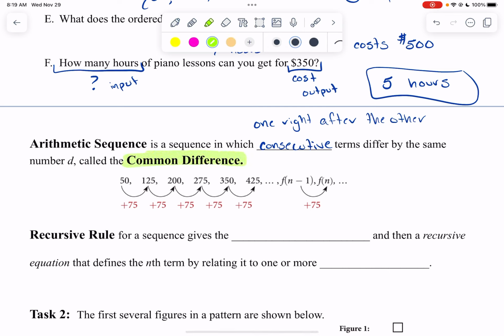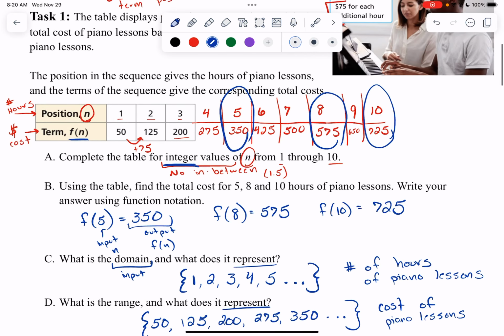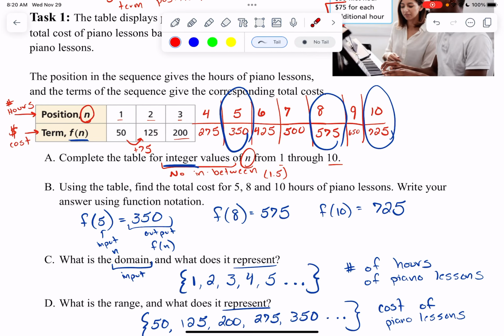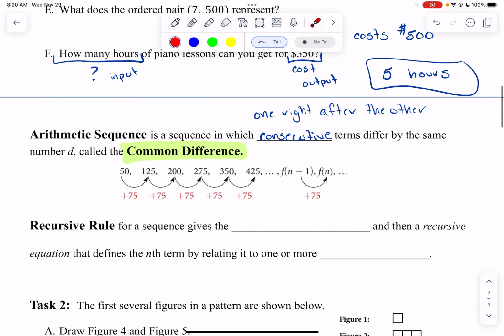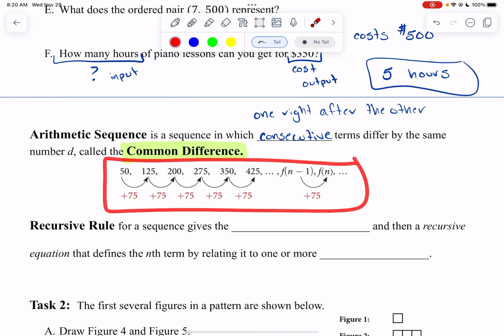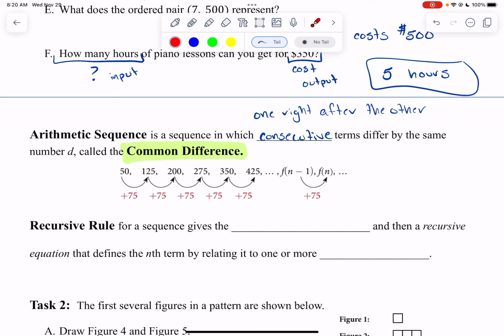Okay. Basically, in your sequence, if it goes up or down by the same amount each time, it's an arithmetic sequence. So this one that we just did here, it went up. We noticed here, we said it went up by 75 each time. Each time we went from one to the other, it went up by 75. That makes that an arithmetic sequence. So we go 50, 125, we go up by 75 each time.